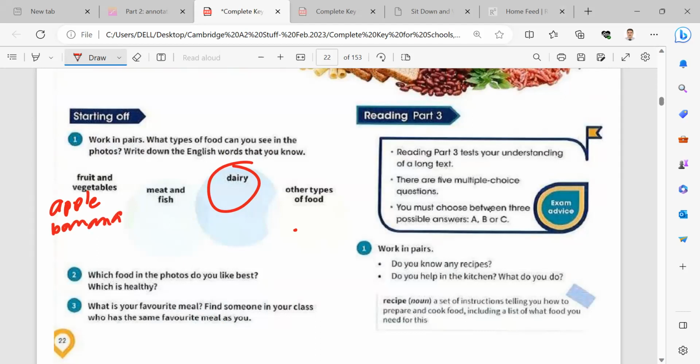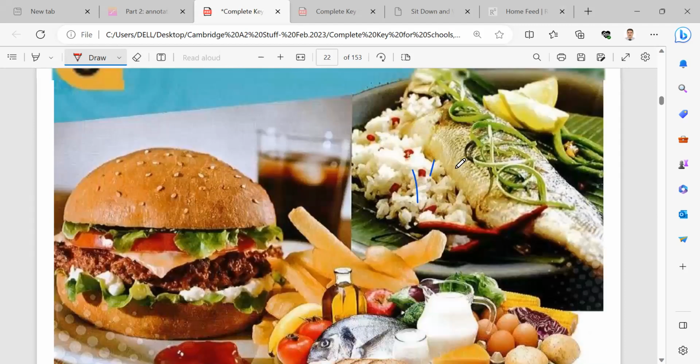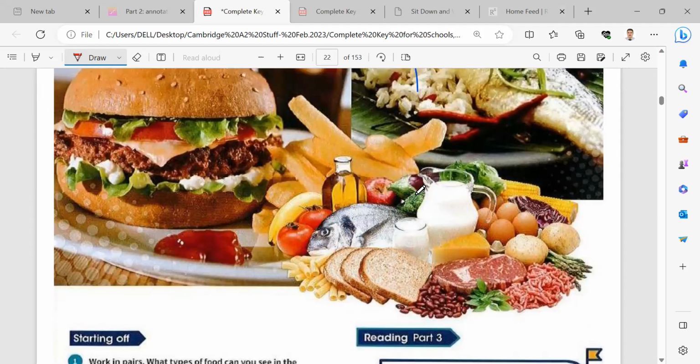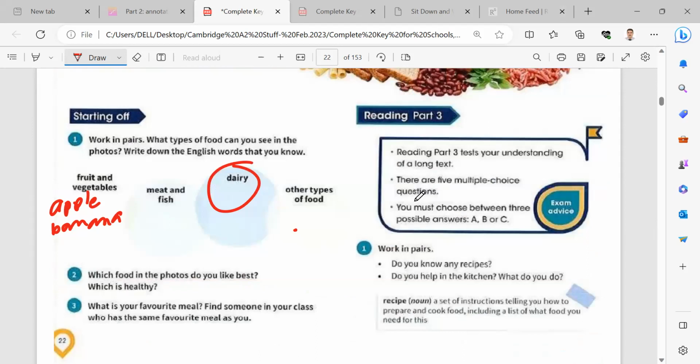What else? There's nothing. What about tomatoes, potatoes, lettuce, eggplants, broccoli? Vegetables. Yes, here, vegetables. So you need to write fruit and vegetables. Apple, banana, okay, tomatoes, potatoes, okay.